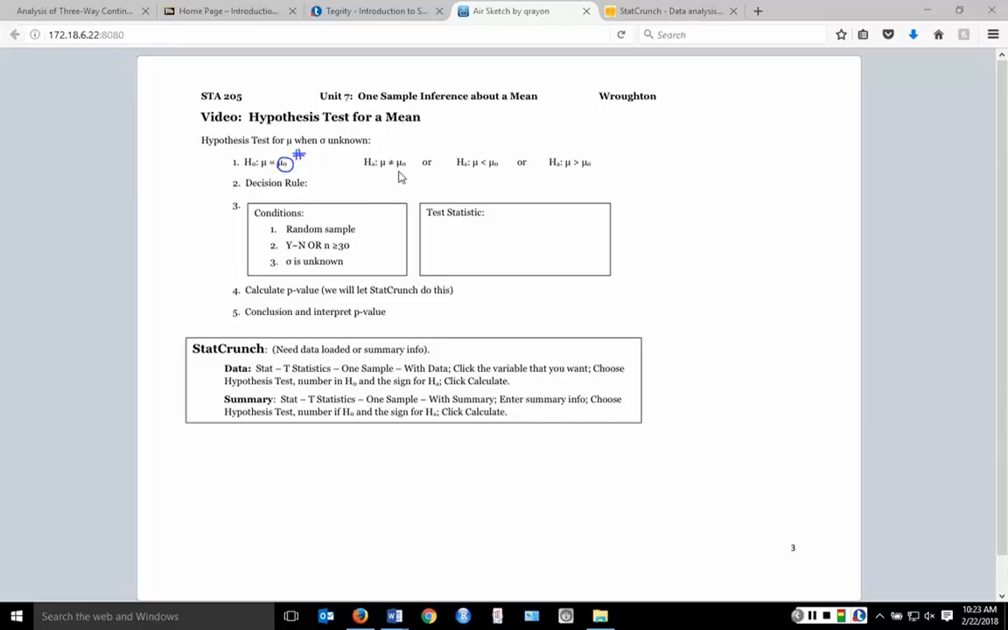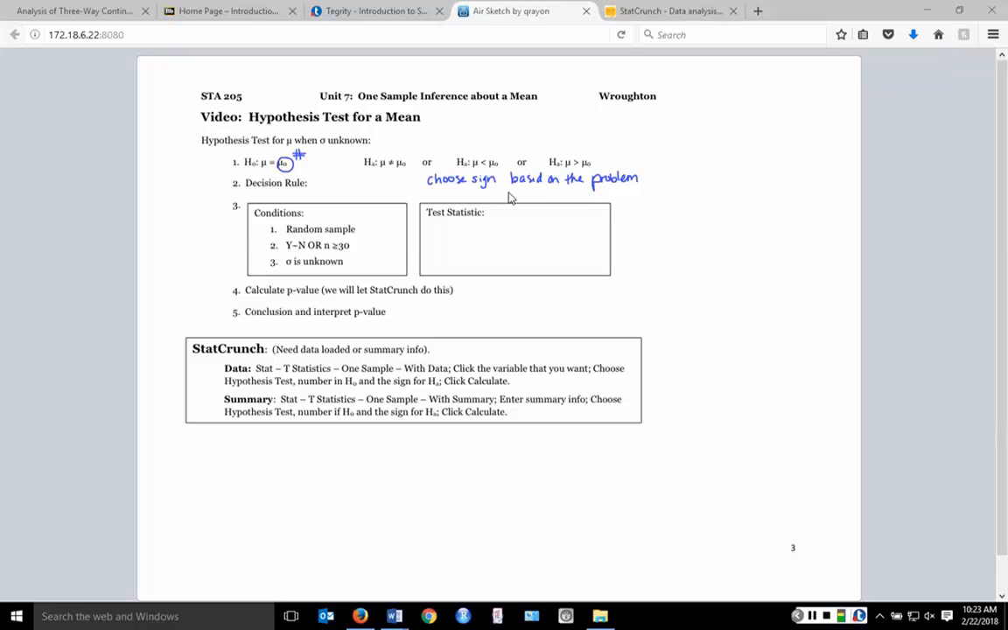Now with the alternative hypothesis, we can choose any of our 3 options: not equal to, less than, or greater than. And again, how we choose our sign depends upon the problem. If we're trying to see if the mean is different than some value, or if the mean has decreased, or if the mean has increased, that's going to help me determine which sign I want to choose for my alternative hypothesis.